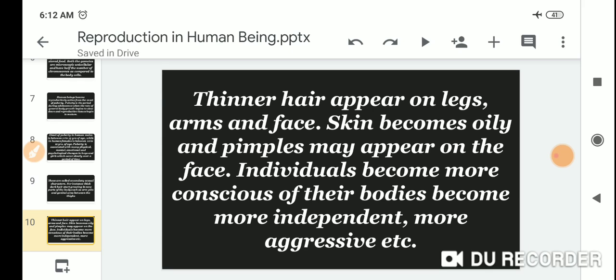Individuals become more conscious of their bodies, become more independent, more aggressive, etc.